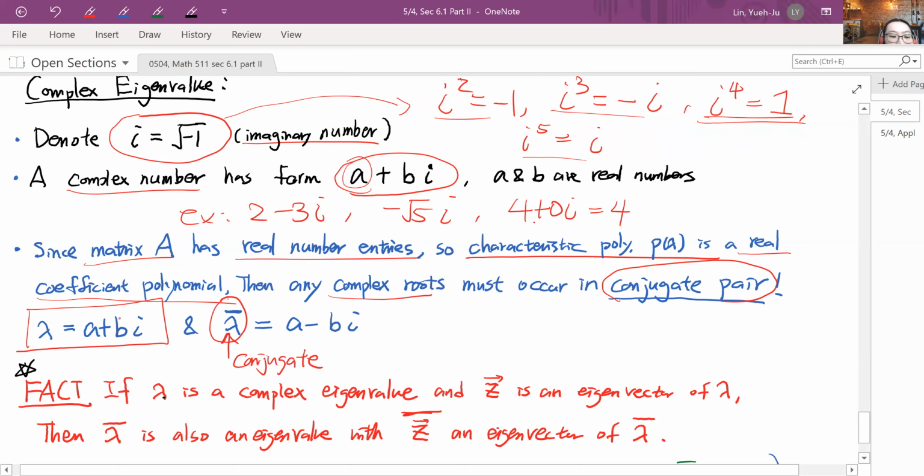And it just really means that you change any number in front of i to be a negative sign. So for example, if lambda equals, say, -2 minus 3i, then the conjugate of lambda would be -2 plus 3i.